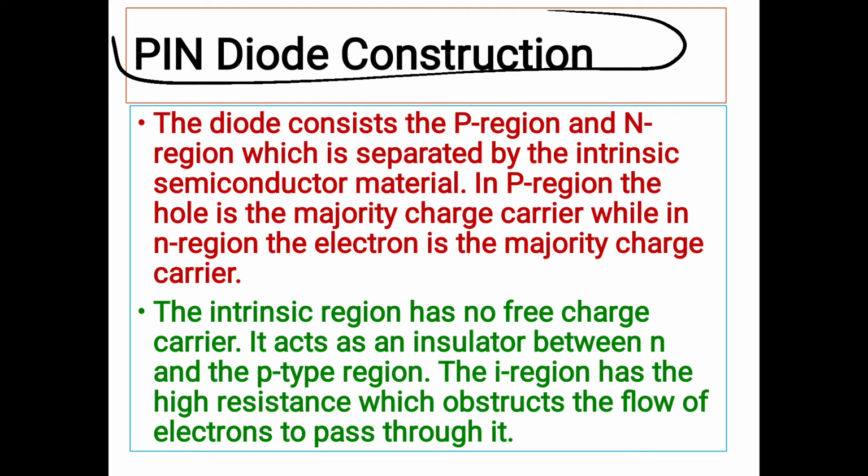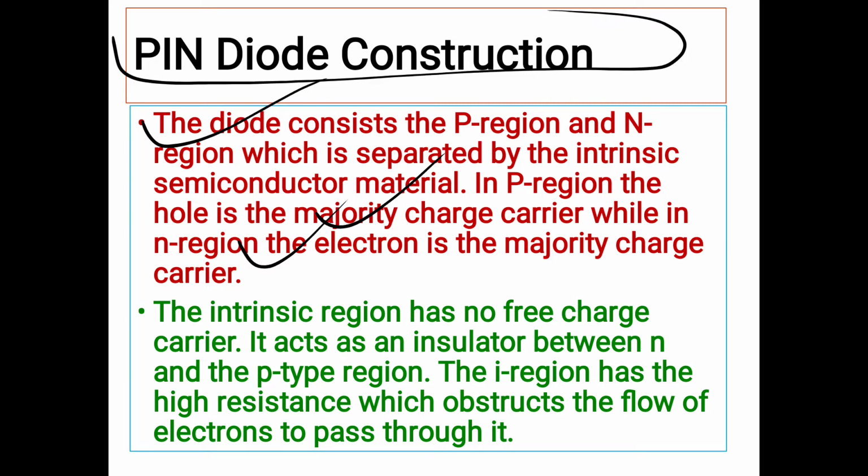We are going to study the PIN diode construction, how the PIN diode is constructed and which types of materials are used for its construction. The diode consists of the P region and the N region, which are separated by the intrinsic semiconductor material. In the P region, the hole is the majority charge carrier, while in the N region, the electron is the majority charge carrier. So we are familiar with these basic terms.